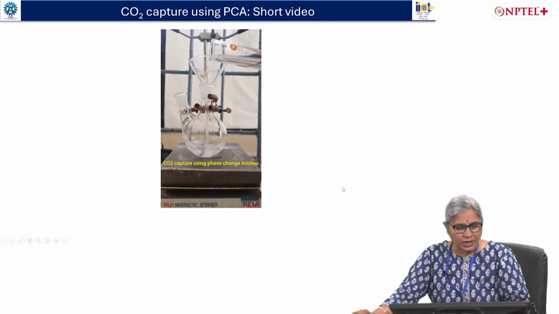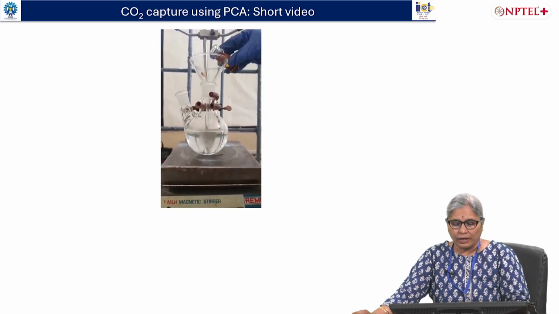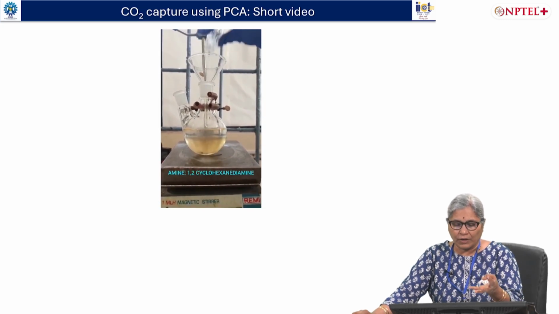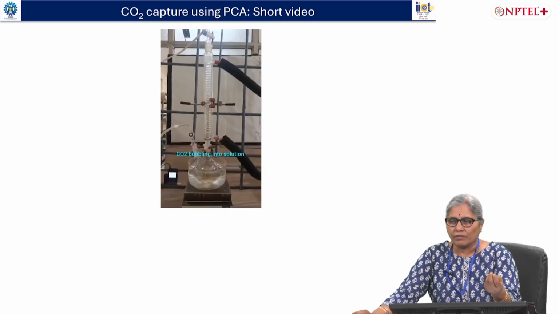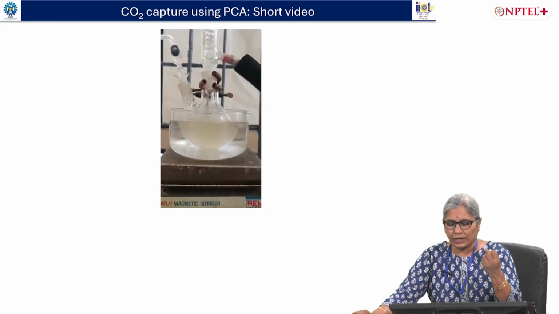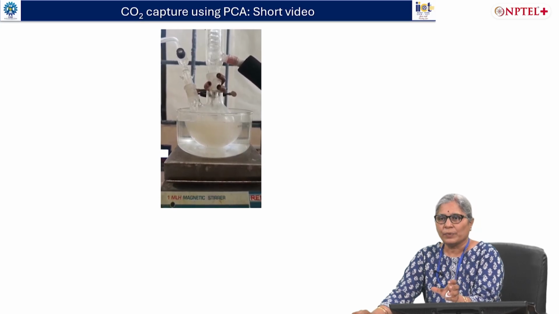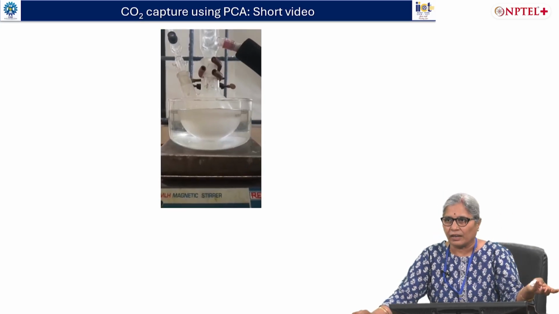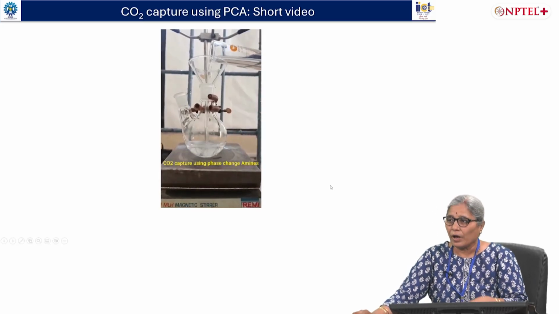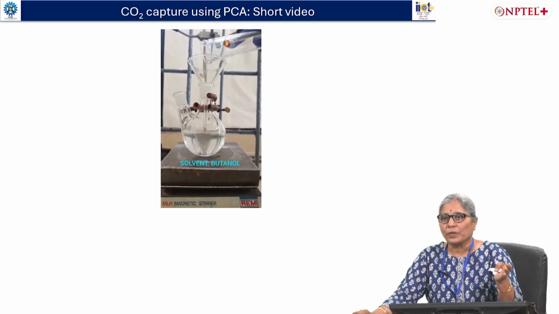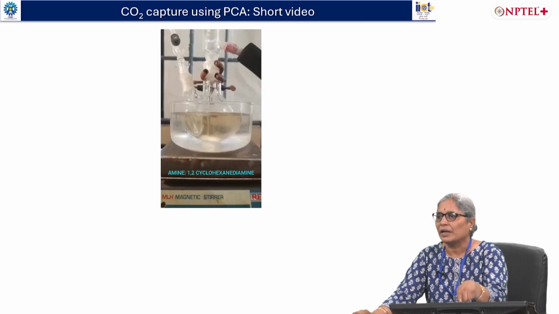So this is a short video where CO2 reaction with the given amine in a solvent gives rise to a product which solidifies, and very quickly, within 1, 2, 3, 4, 5 minutes, you can get the solid, which can easily be separated. Only the precipitate you can regenerate for the next cycle. In this way you can save a lot of energy. So think about the contribution of computational support in doing this experiment at every stage.